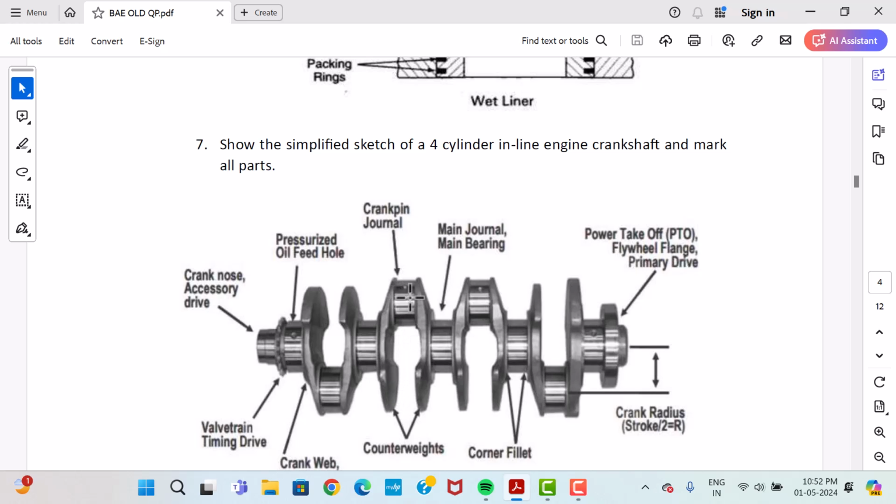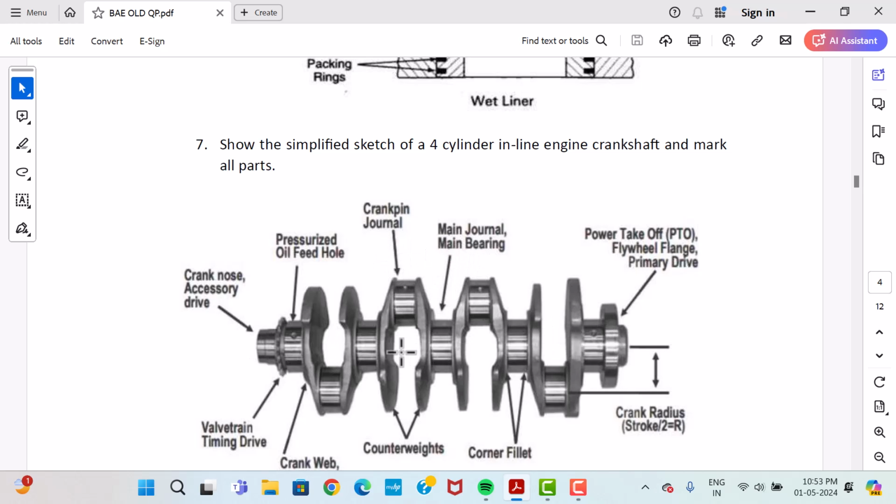Whenever the engine is working, there will be an unbalanced force, so it is balanced with the counterweight. We provide a counterweight on the end opposite to each connecting rod, so a counterweight is attached. This is where the connecting rod is connected. That is called a crank pin, and this is called the crank pin journal.